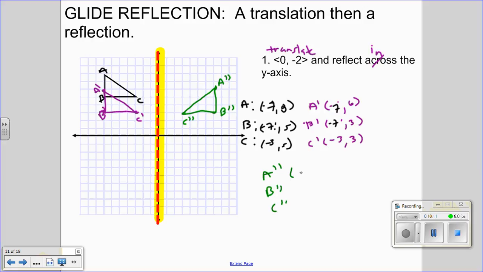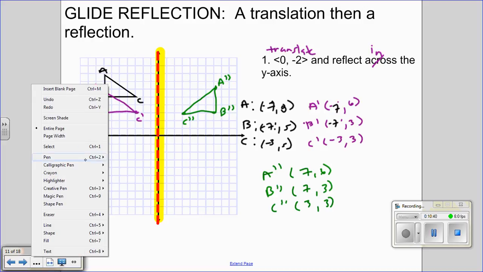So A double prime is positive 7, 6. B double prime is positive 7, 3. And C double prime is positive 3, 3. What you should have realized is that when you go across the y-axis, your x's change their signs. Your y's will stay the same. That is the rule.